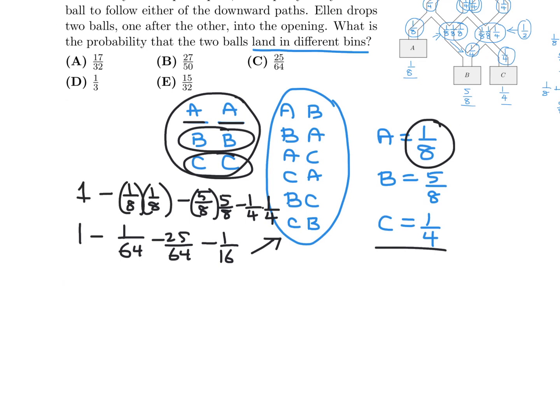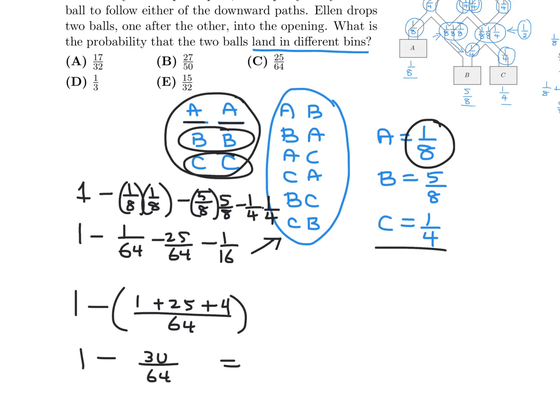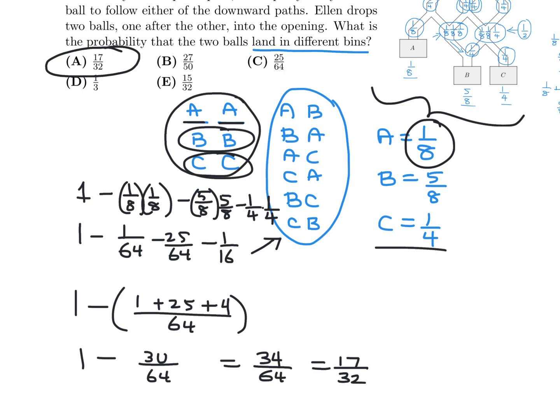And let's see, hopefully I've done this math correctly. That'd be 1 plus 25 plus 4. I'm getting a common denominator, of course. So that looks to me like 30 over 64. And that looks like 64 over 64, so that'd be 34 over 64. And in lowest terms, 17 over 32. Is 17 over 32 one of the answers? And it is. Yay. So, fortunately, all my madness up here worked out and got the correct answer.